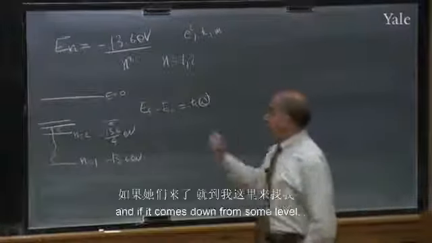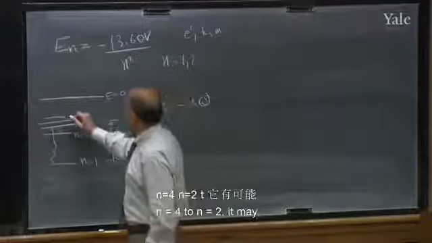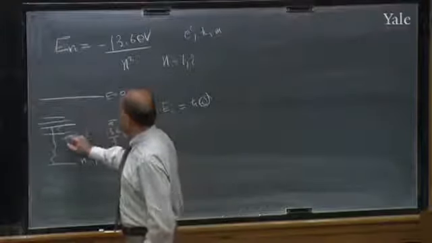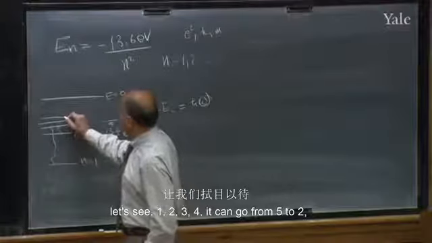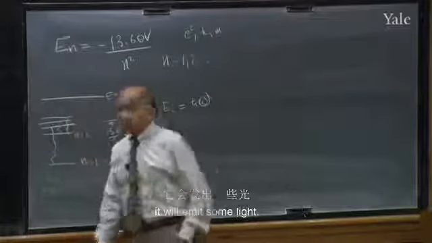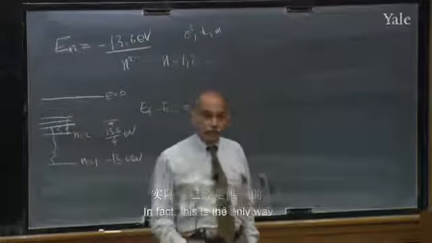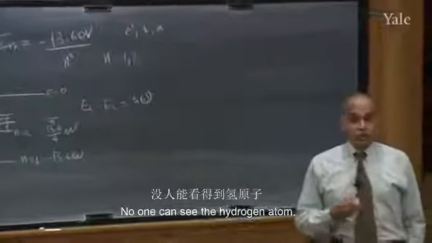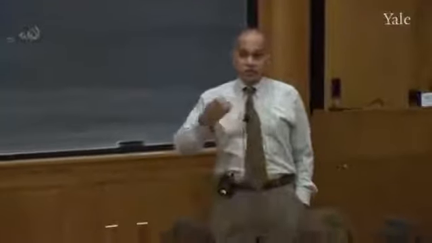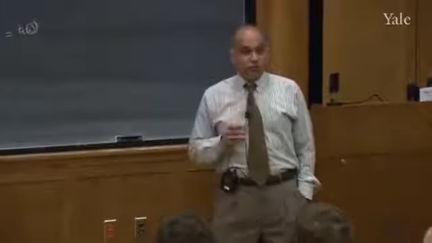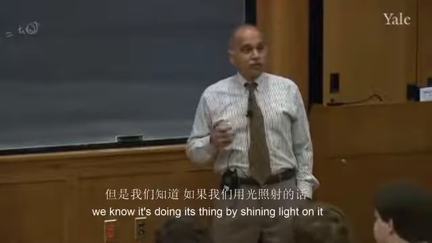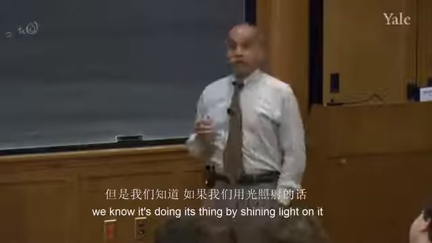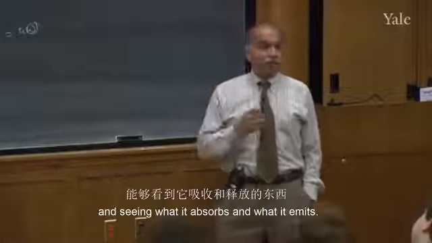And if it comes down from some level, n equal to 4 to n equal to 2, it may, let's see, 1, 2, 3, 4, it can go from 5 to 2, it'll emit some light. In fact, this is the only way we know anything about the hydrogen atom. No one can see the hydrogen atom. You cannot actually see it, because the act of observation will destroy everything. But we know it's there, we know it's doing its thing by shining light on it and seeing what it absorbs and what it emits.